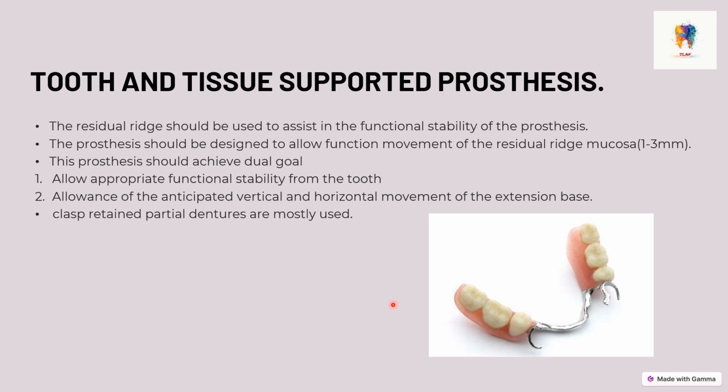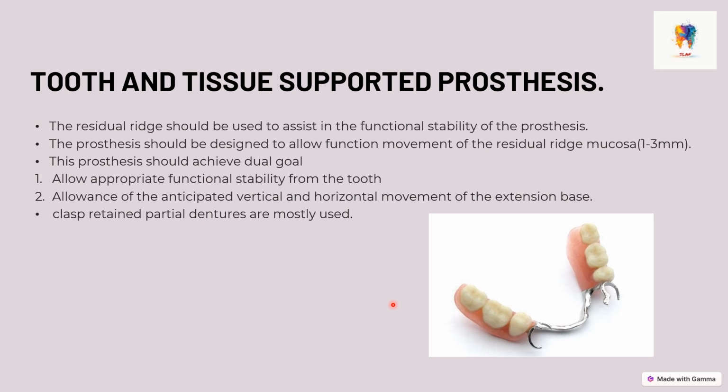So the second and final type of RPD is the tooth and tissue supported prosthesis. Tooth and tissue supported prostheses are those that take support from the tooth and from the tissue as well. They are taking support from two areas.